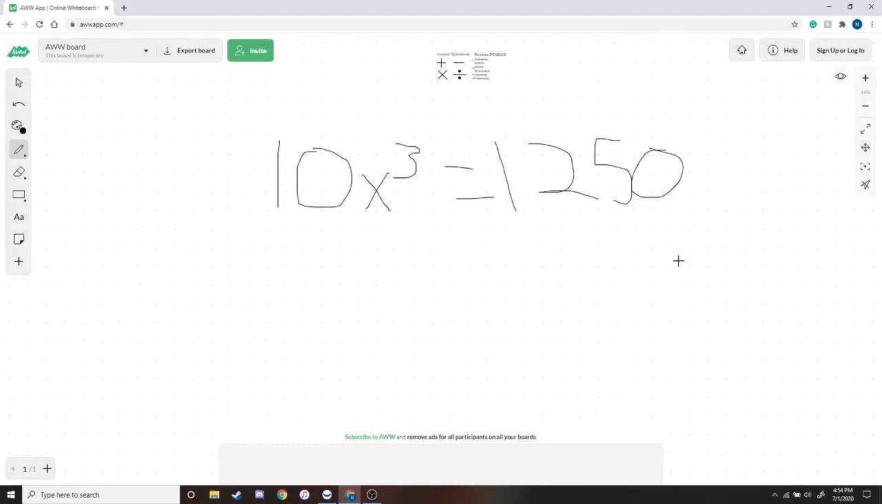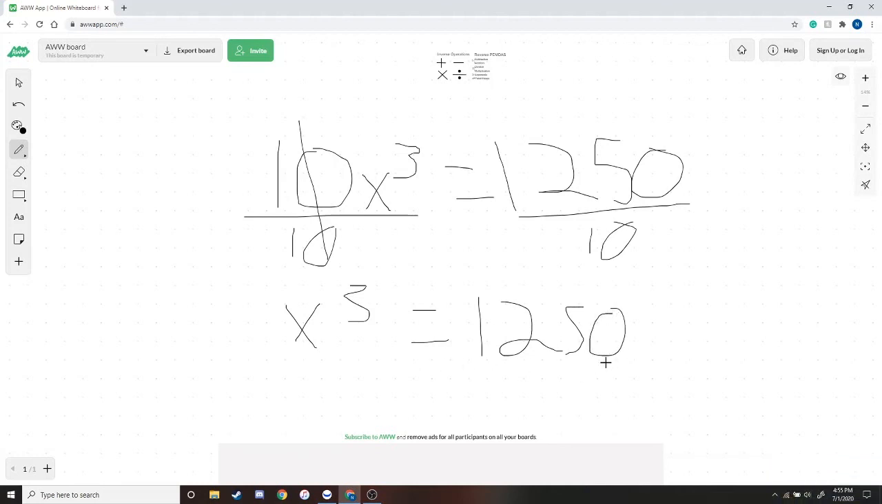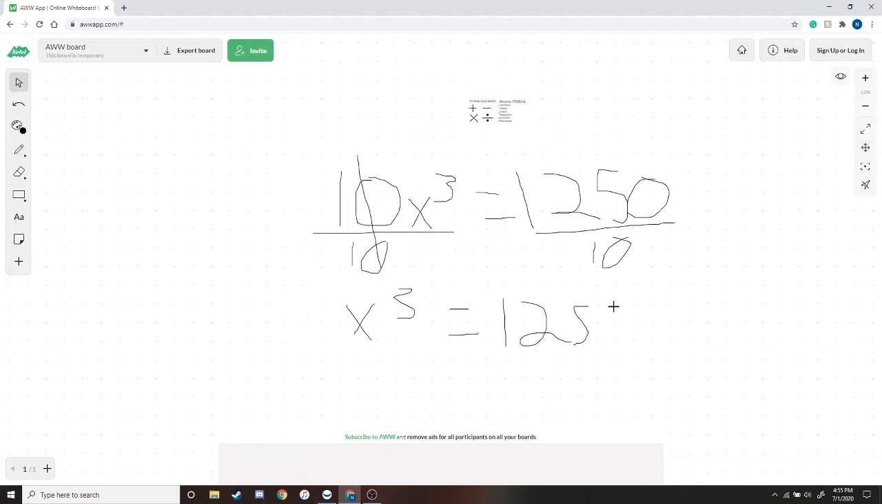So you want to do the same thing as we did before. We want to get this x with its exponent alone. To do this, we're going to divide by 10 to get rid of this 10 being multiplied by this x cubed. So we do this on both sides, like always. The 10s cancel out, and we're left with x cubed is equal to 1250 over 10, which is just 125.